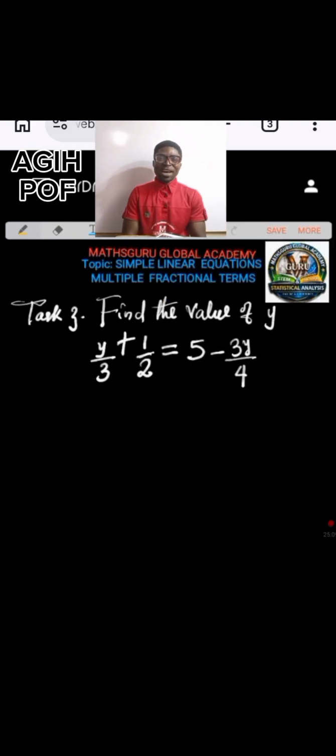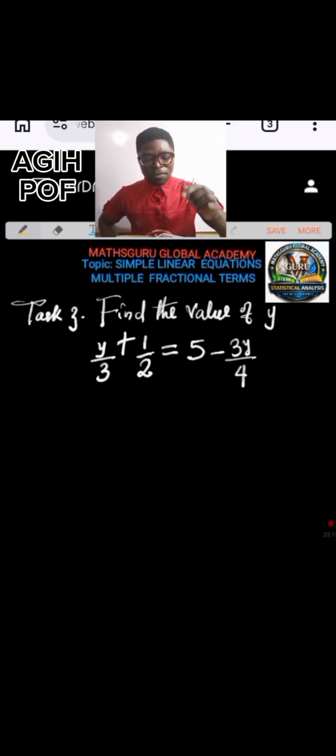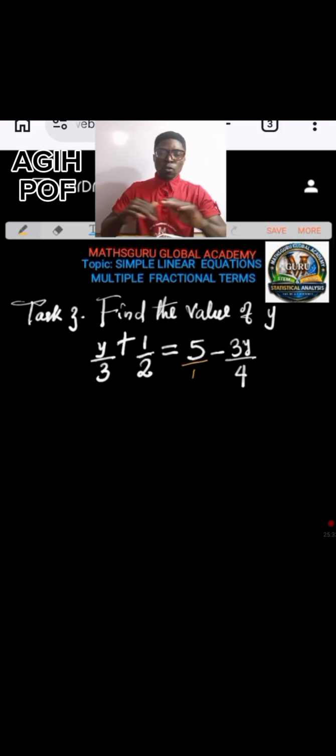Alright, let's see the last exercise here. The last task we're going to do. In this section we have y over 3 plus 1 over 2 equal to 5 minus 3y over 4. Okay, all we need to do is to make this over 1. You can see that we have multiple fractions here.